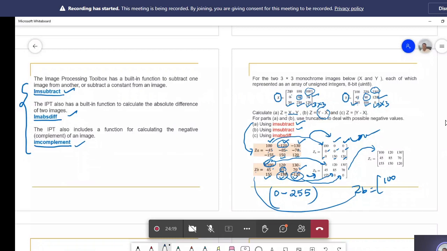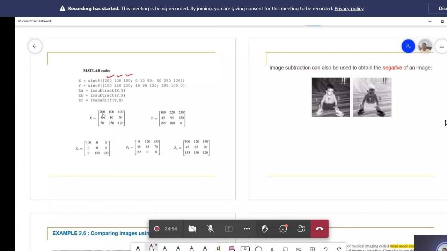So in MATLAB, we have created this X: 200, 100, 100. First, this is the first row. After semicolon, 0, 10, 50, it is the second row. 50, 250, 120, it is the third row. So just write in the MATLAB, you will get this. Just write in the MATLAB for Y. These are the values which I have selected. You will get this.